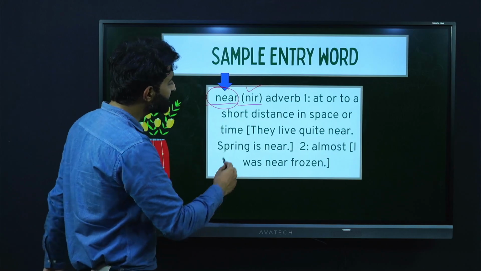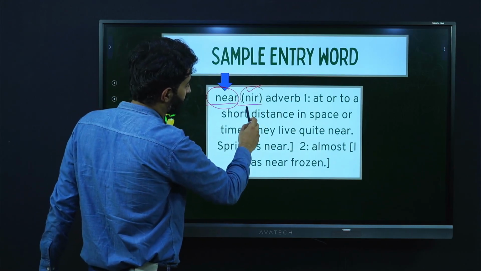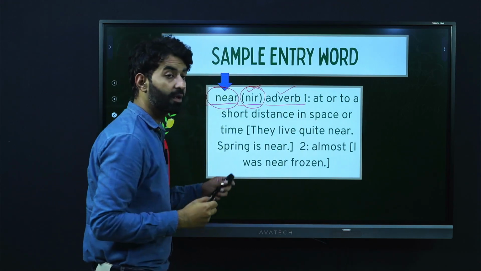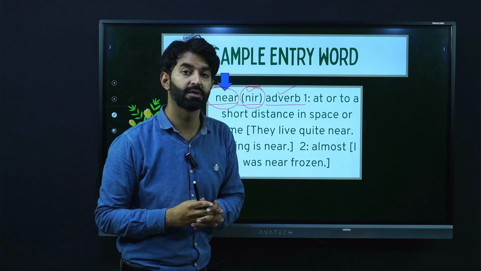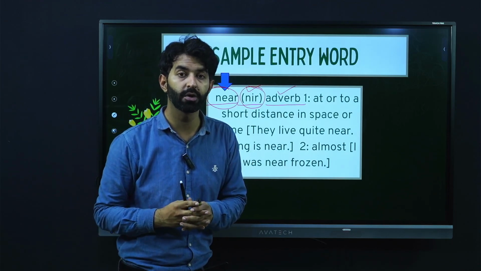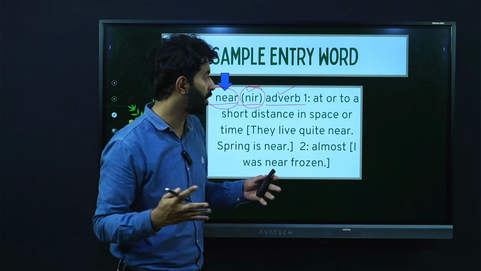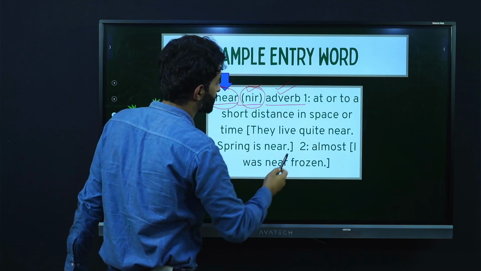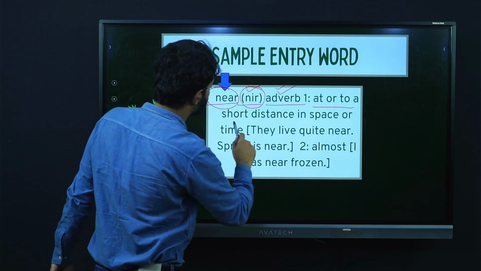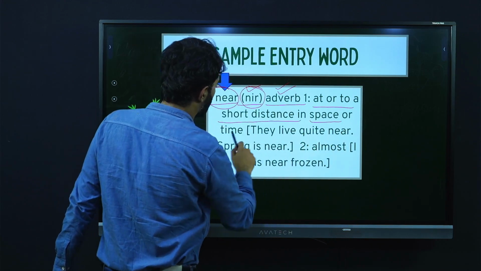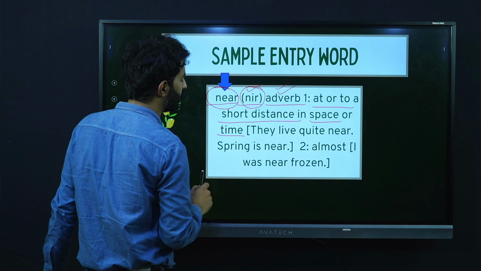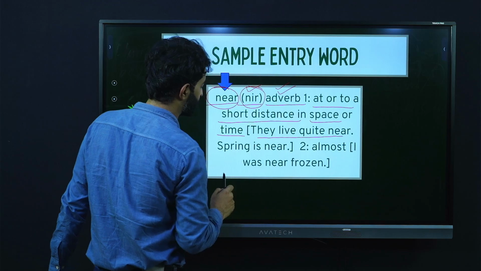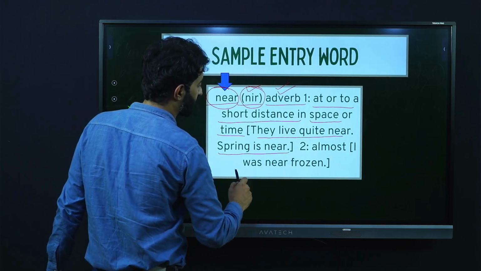Okay, so this part here is your pronunciation key. This is your word class, whether the word that we are looking for is a noun, pronoun, adverb, adjective, and so on. So this is an adverb, adverb of place. At or to a short distance in space or time. This is the definition of the word near. Now here is an example: they live quite near, or spring is near.